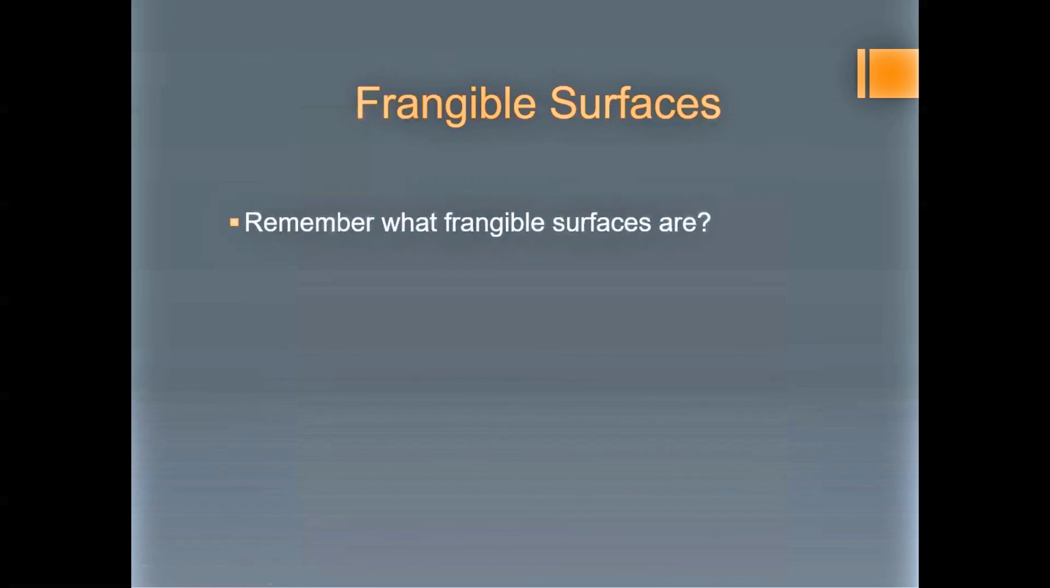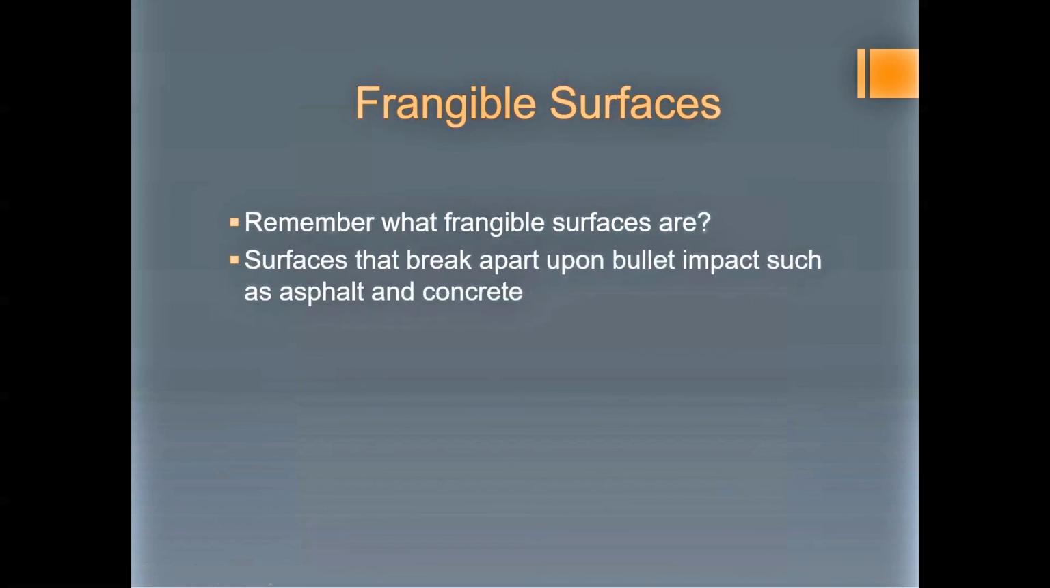Frangible surface. Remember that we were talking about that wonder board that I used, or sheetrock, right? So frangible surface, what is that? It's a surface that will break apart upon bullet impact, such as asphalt or concrete. Of course, we can use that as an example of a hard surface, right? But sometimes you have a road that's in bad repair, or driveway or something like that, where a bullet striking it will cause material to be dislodged upon impact and then create that ramp for the bullet to take off, right?